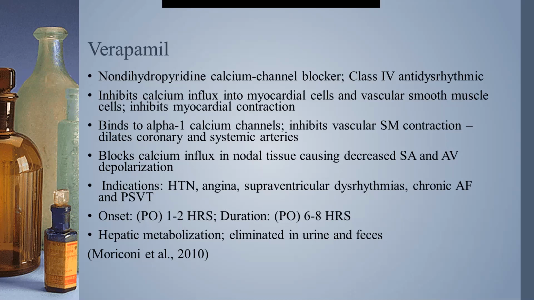Verapamil is indicated for hypertension, angina, SVTs, chronic AFib, and paroxysmal SVT. Onset PO is 1 to 2 hours, duration PO 6 to 8 hours. It is also metabolized by the liver and eliminated in the urine and feces.